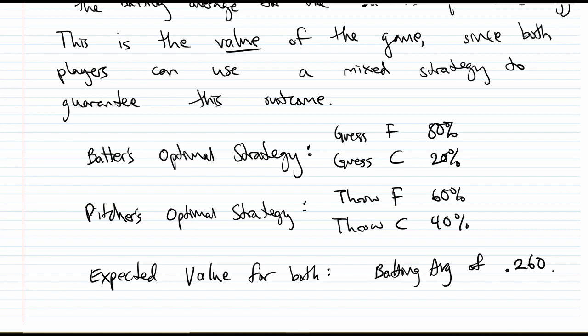Great. So we can see now kind of how powerful this sort of analysis is. I can tell you exactly how you should be guessing pitches and throwing pitches just based on a couple statistics about how well a batter hits fastballs and hits curveballs. This, of course, can be applied to any sort of total conflict zero-sum game, and we'll see that in the worksheet.